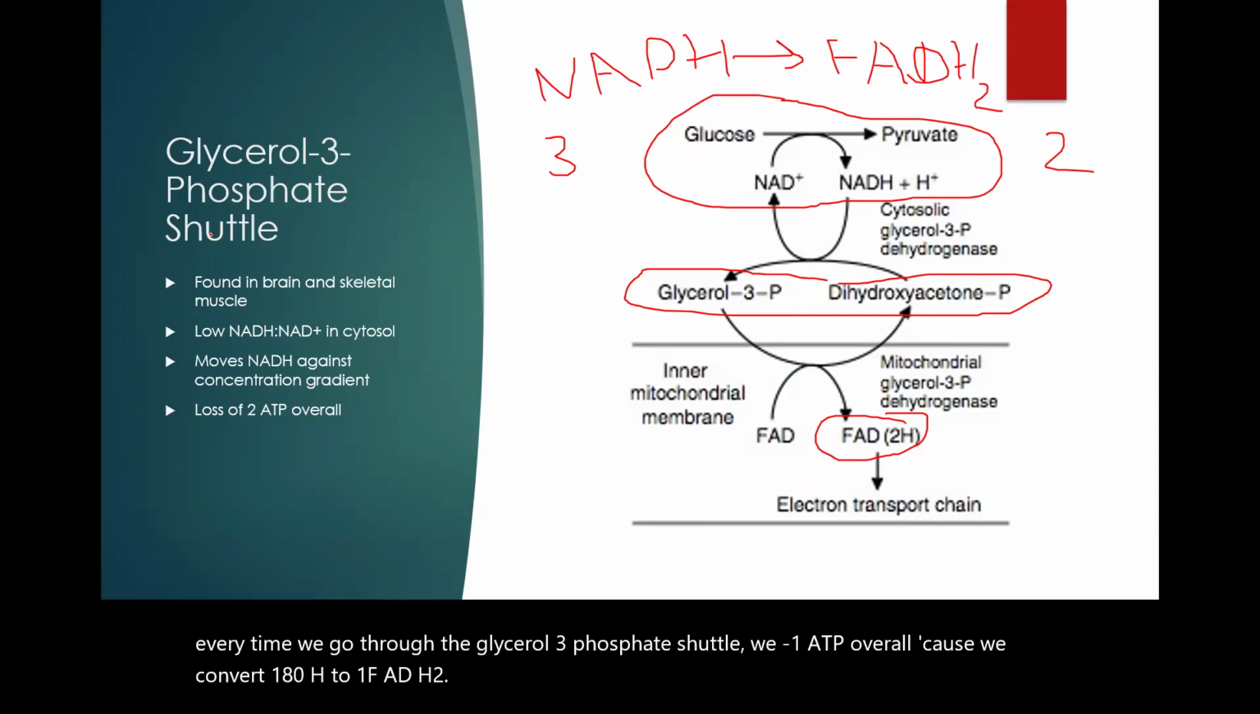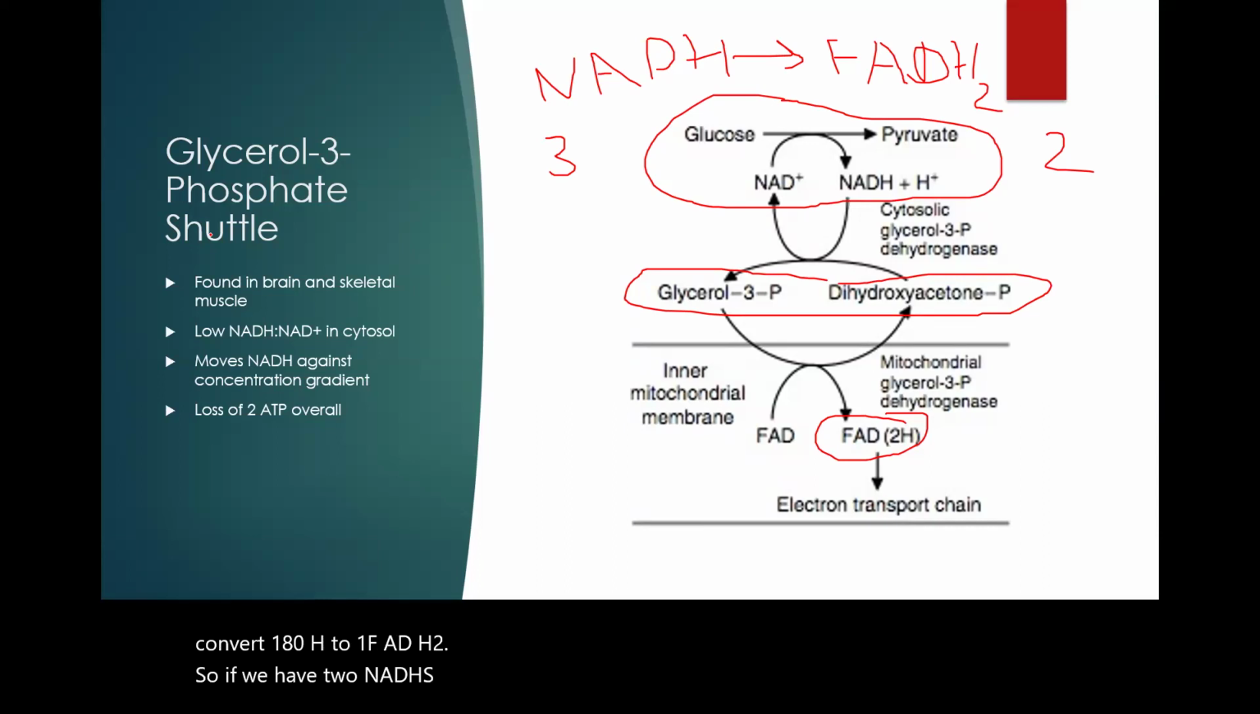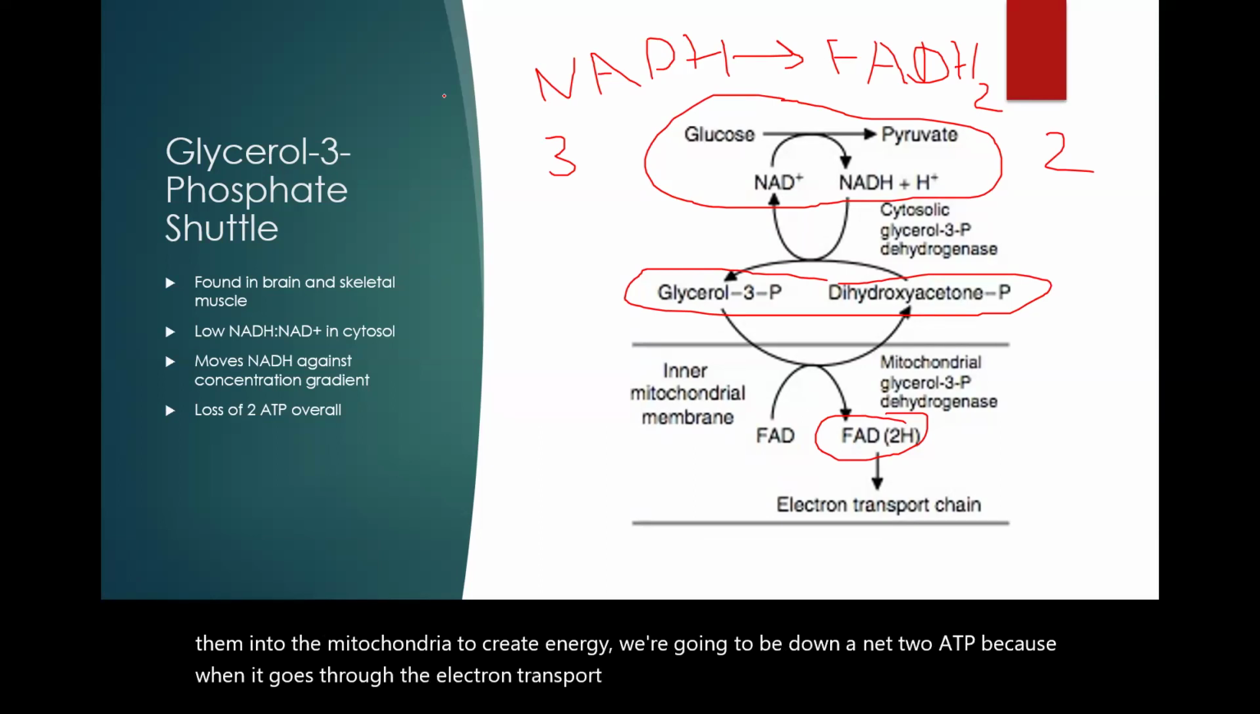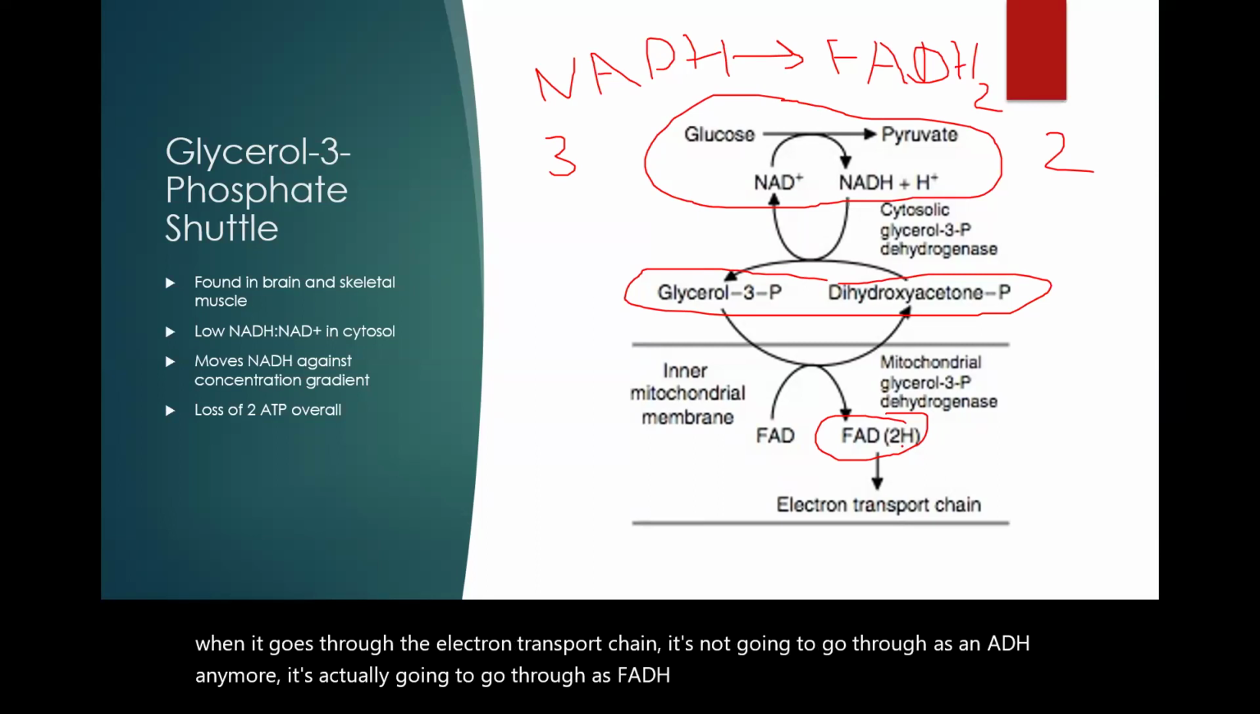So if we have 2 NADHs from glycolysis in the brain or skeletal muscle, and we need to get them into the mitochondria to create energy, we're going to be down a net 2 ATP, because when it goes through the electron transport chain, it's not going to go through as an NADH anymore. It's actually going to go through as FADH2. So we'll be down 2.